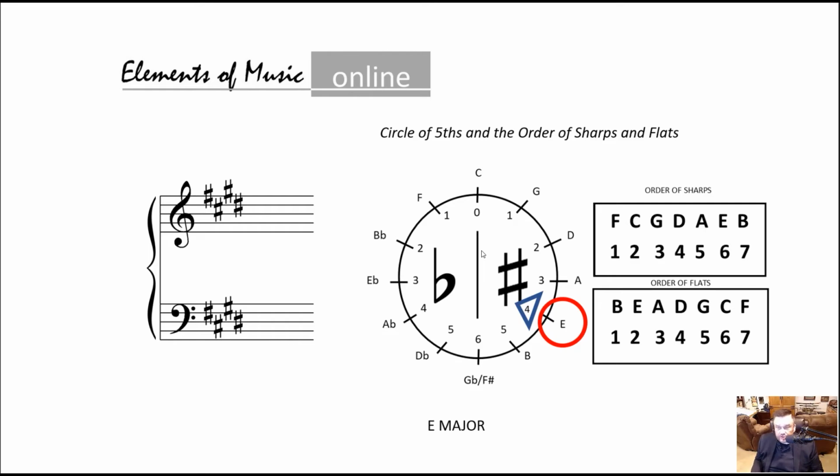What 4 sharps are we using? What 4 sharps are we talking about? Well, we're going to use the order of sharps now. And look at that. 4 sharps. 1, 2, 3, 4. There it is, the order of sharps, F, C, G, and D. And indeed, those are the 4 sharps for the key of E major.